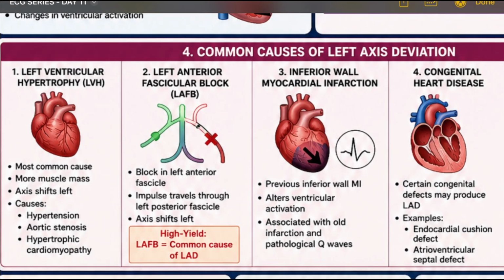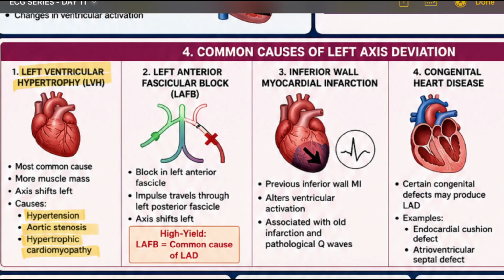Let's discuss the important causes one by one. First, we can see left ventricular hypertrophy. Whenever a patient has left ventricular hypertrophy, the left ventricle becomes thick with more muscle mass, which means more electrical activity, so the electrical axis shifts toward the left. The main causes of left ventricular hypertrophy are hypertension, aortic stenosis, and hypertrophic cardiomyopathy.